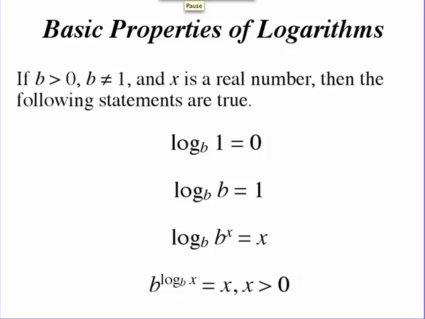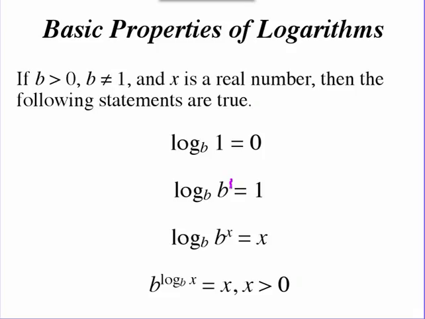The very first one: the log of any base of 1 is going to be 0. That's just one of those things to file away. Log base b of b, why does that equal 1? Well, that's like what we talked about earlier: log base b and b cancel each other out. So since this power is 1, they cancel.